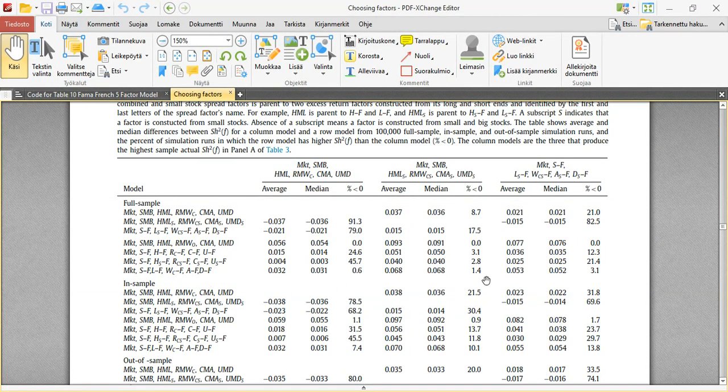And what we have here, in the upper table here, we only consider full sample simulations. Okay, all of the simulations are full sample simulations. This is also important to know.